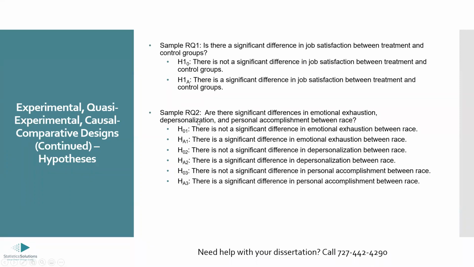For this example here, for sample question 2, you might want to have sub-hypotheses. You notice that we don't have just a null and an alternative. What I did is I created a separate hypothesis for each dependent variable, one for emotional exhaustion by race, one for depersonalization by race, and one for personal accomplishment. Because you might see different results for each factor. You want to have a separate hypothesis for each one.